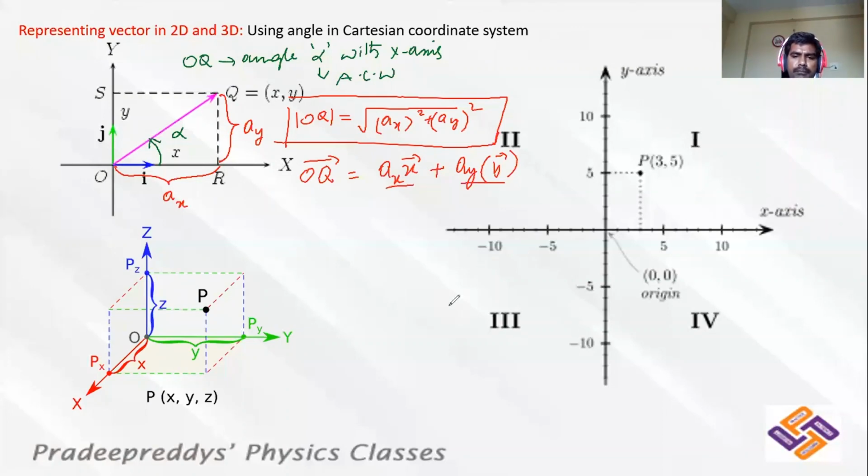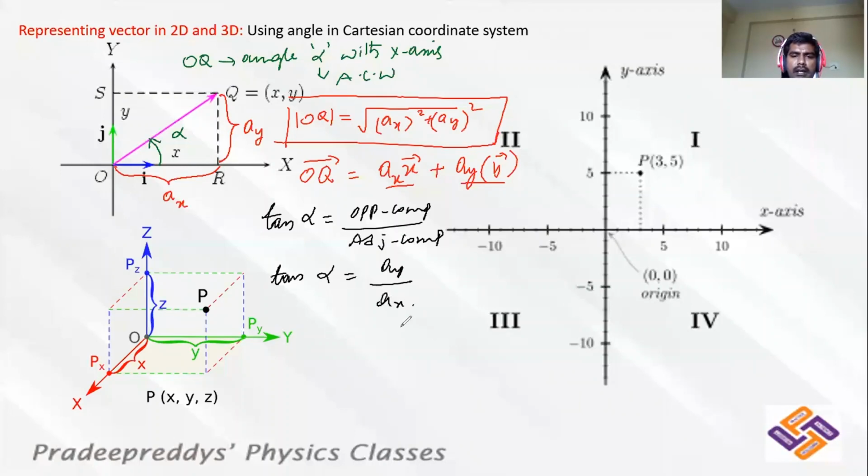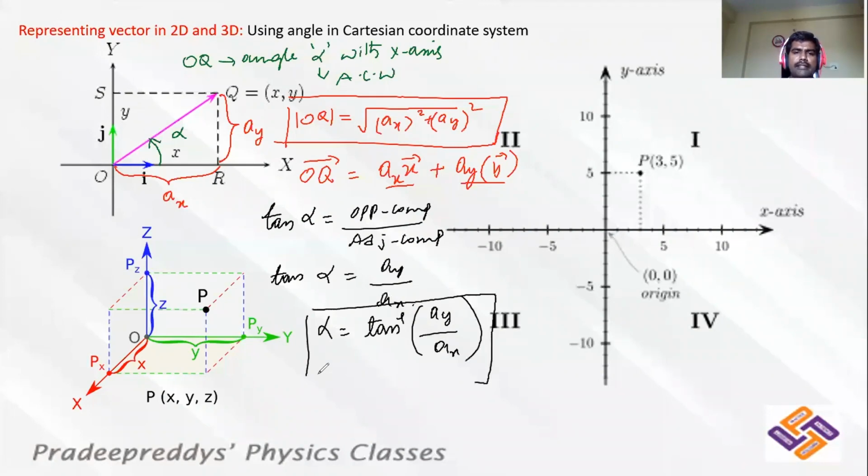Likewise, you can represent this angle alpha. Tan alpha is the opposite component divided by the adjacent component. So tan alpha is equal to, what is the opposite component? Ay, divided by, what is the adjacent component? Ax. So how do you write this alpha? Alpha is equal to tan inverse of Ay divided by Ax. This is the angle made by the vector with respect to the x-axis.